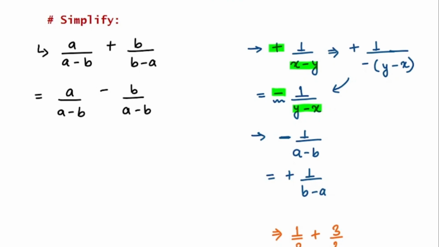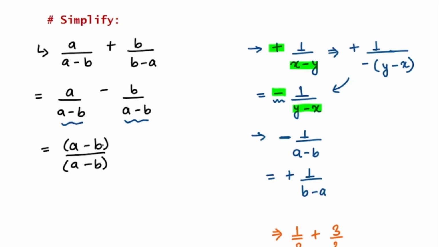Why did I do that? So that I can get the common denominator. So we have our common denominator now. Now we can subtract these two fractions. So we'll get a minus b divided by our common denominator, which is also a minus b. And now we can easily cancel these, right? Since they are both the same.